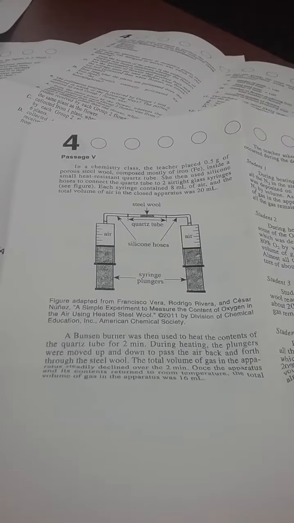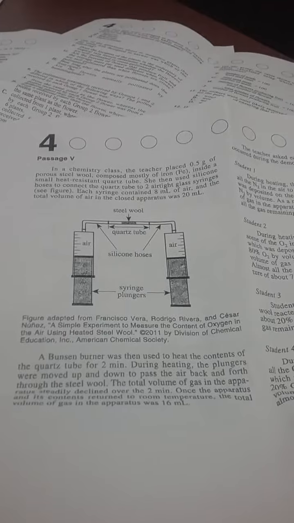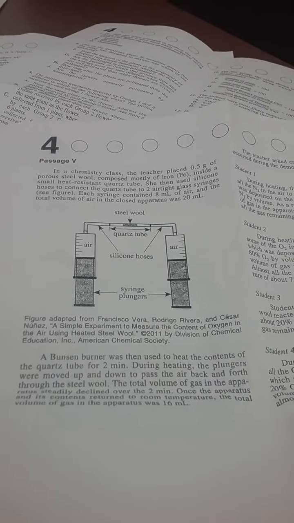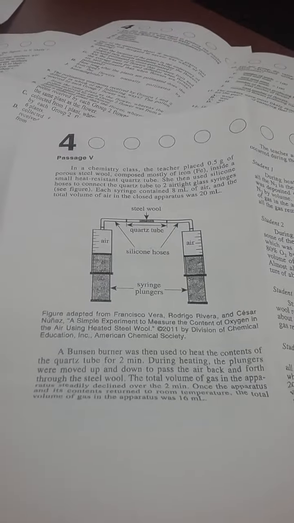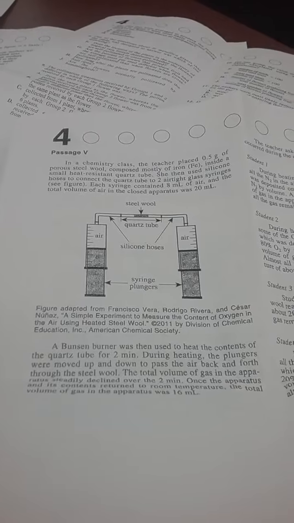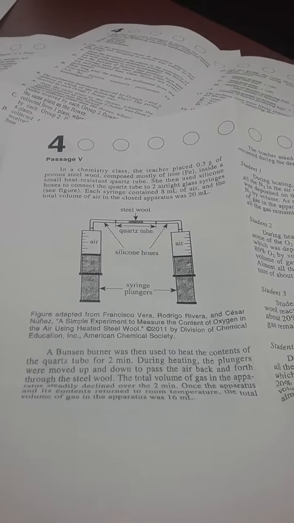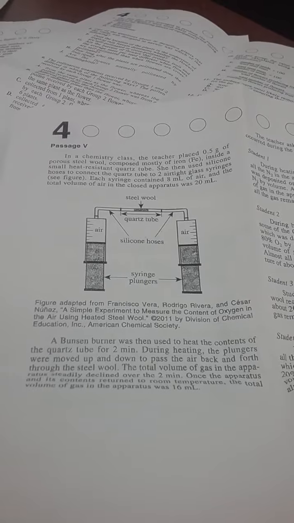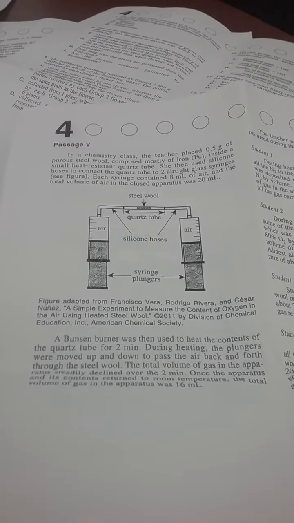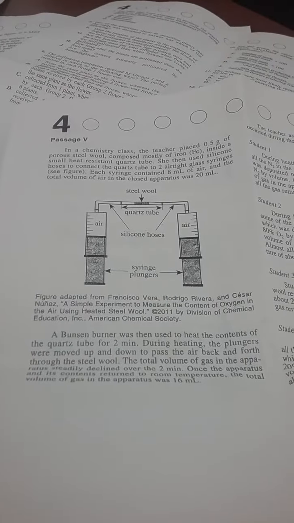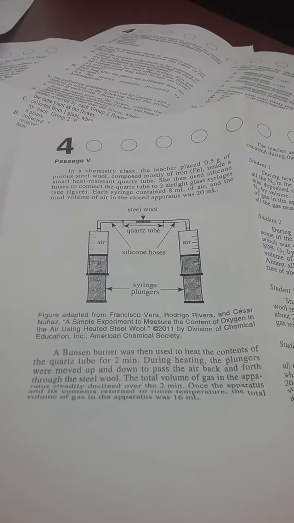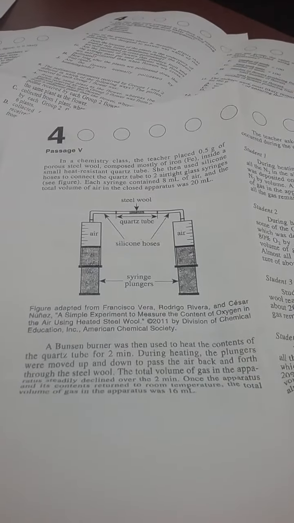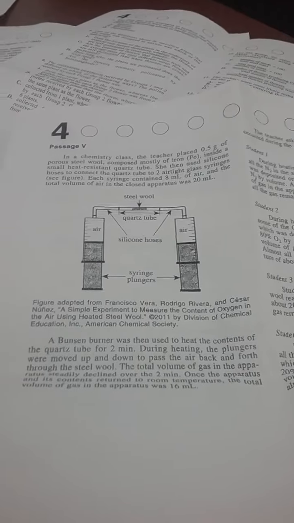Now let's look at another problem. Passage 5. In a chemistry class, the teacher placed 0.5 grams of porous steel wool, composed mostly of iron, Fe, inside a small heat-resistant quartz tube. She then used silicone hoses to connect the quartz tube to 2 airtight glass syringes. See figure. Each syringe contained 8 milliliters of air, and the total volume of air in the closed apparatus was 20 milliliters.